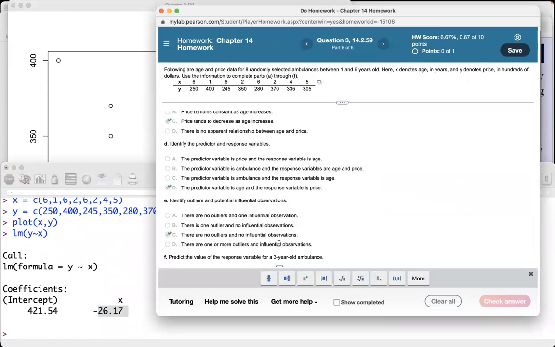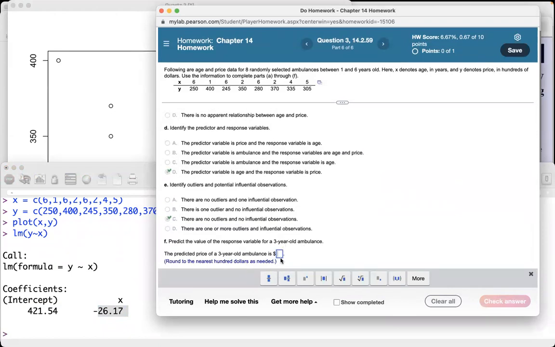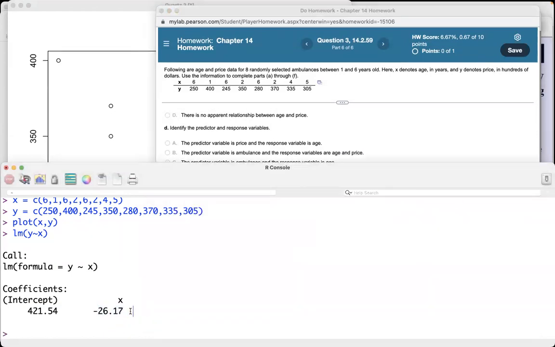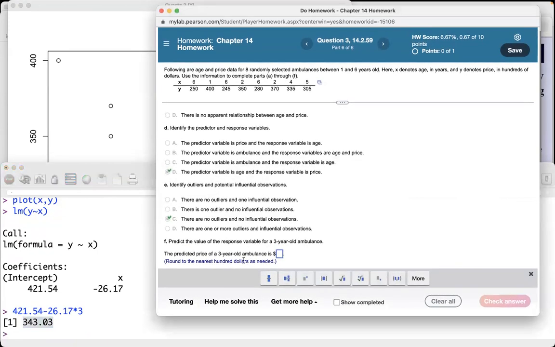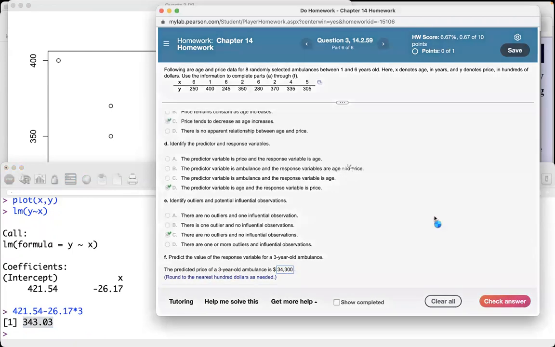Finally, we want to predict the price for a 3-year-old ambulance. This is the part that I wanted to talk about. What you're going to do here is take these values and plug in X equals 3. You're going to get 343.03, and this is in hundreds of dollars. So it looks like $34,303. It wants you to round to the nearest hundred, so that's $34,300. That's the price that you get there.